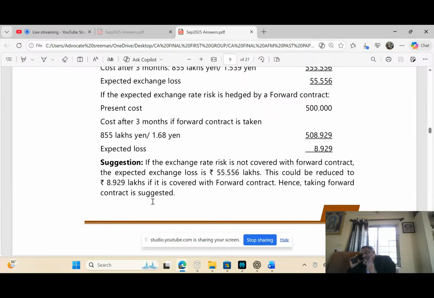See, there are two orders. One is first they gave under 147 read with 144B, an assessment order. So now we need to challenge that order. The other order under 154 read with 147 is regarding the interest portion only, that is regarding 234A, B, C interest, 234C interest.